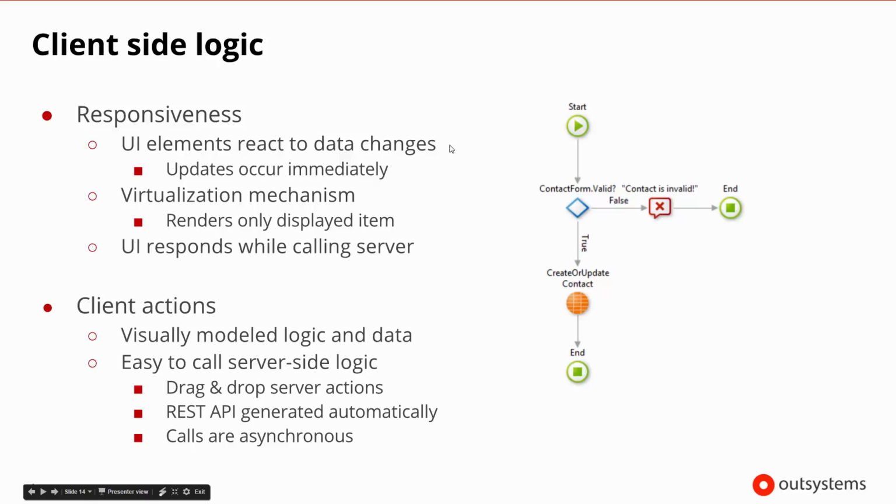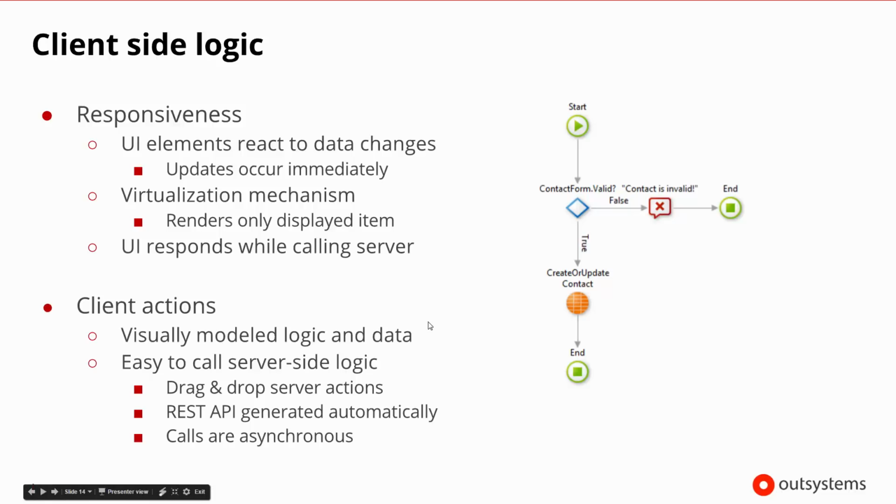So the UI elements are going to react to any local data changes, and those changes will occur immediately. There is this virtualization mechanism that will only render items that can be seen on the screen. So there's an optimization there so that we're not spending cycles doing things that can't be seen by the user. And then the UI will respond while the server is being called. So if we need some data, we can make the call asynchronously, but the UI isn't frozen waiting for that response to come back. We can continue to go on and do other things. So that makes the client-side user interface very reactive, and that's great.